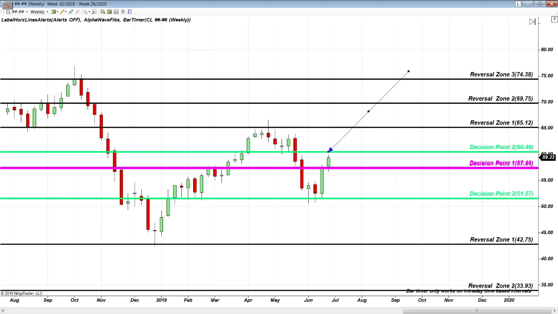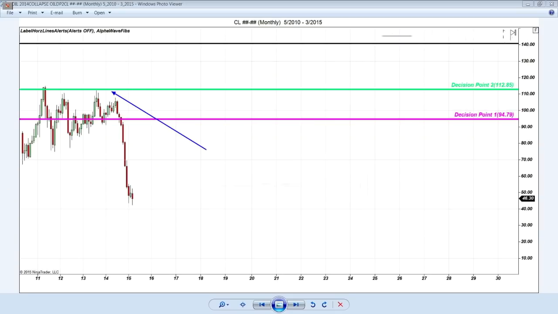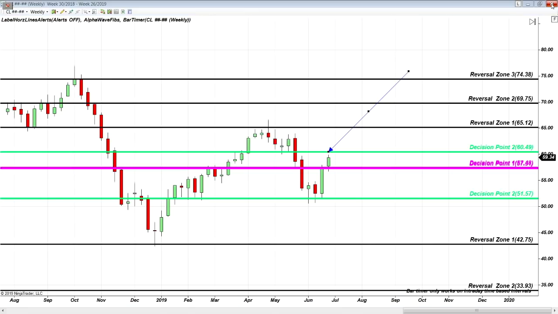5 years prior. This is exact same level 2015. Do you remember oil at 112? Is anyone surprised? In the course you learn, this is key Fibonacci target. Shock or not, this is oil now.